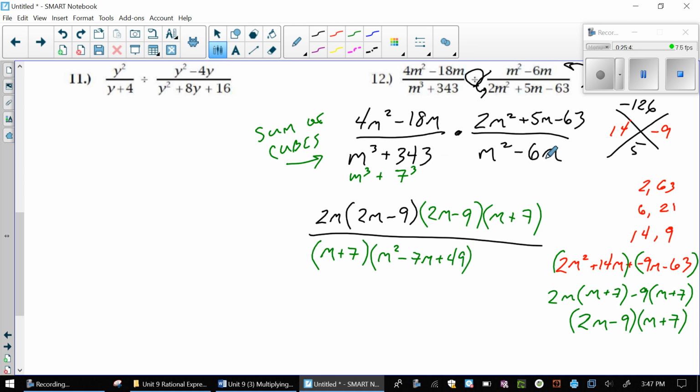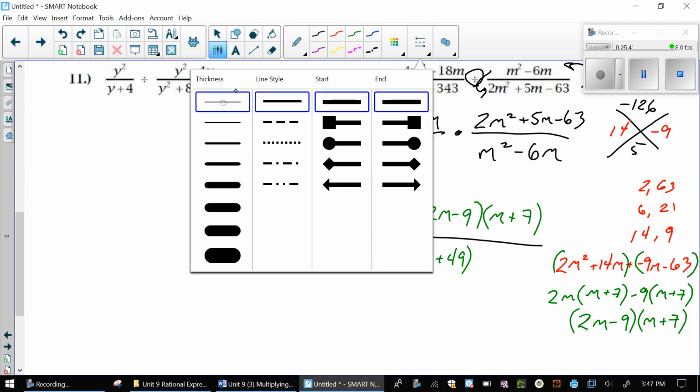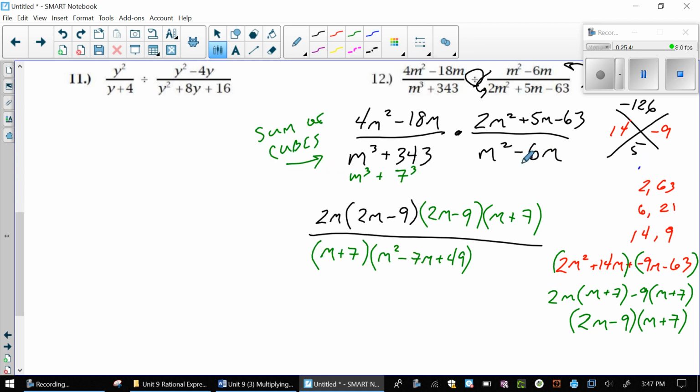Beautiful. And now this one, thankfully I got a nice easy one now. I'm going to switch colors so you can see that as kind of a separate part that I have to factor. I'm going to pull out that m, and I'm just left with m minus 6. All right, there we go.